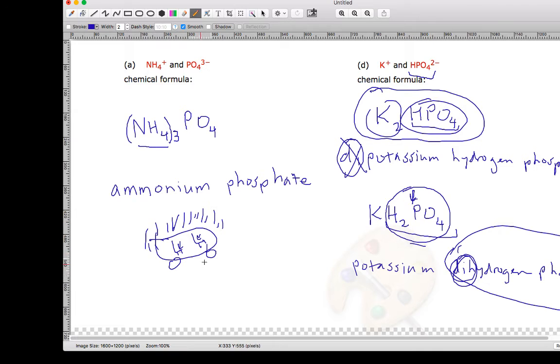So I hope my car analogy here helps you to figure out why we're not going to use di ever for the ionic compound as a whole.